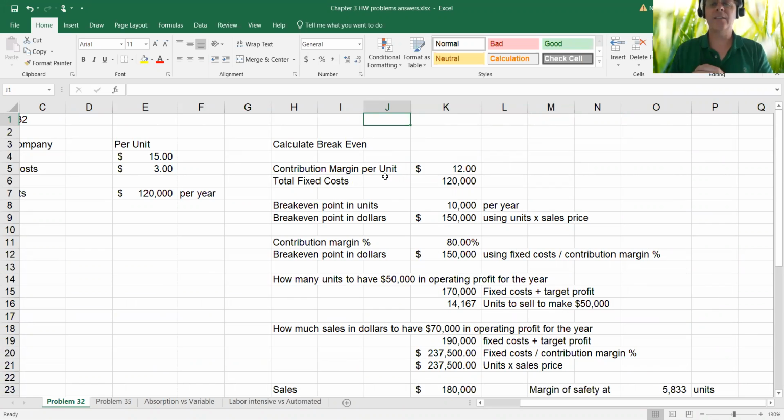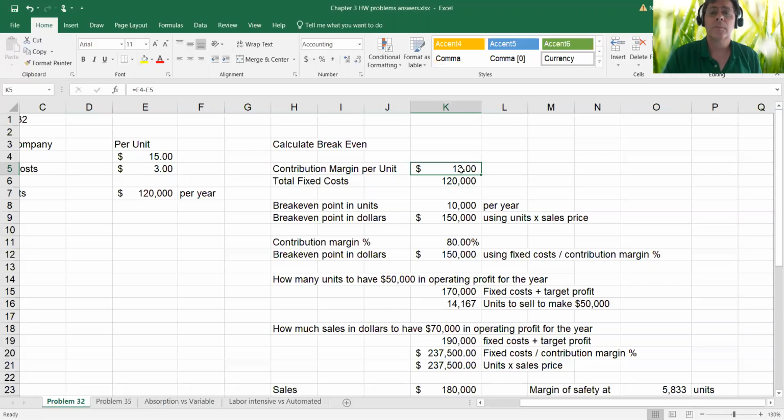So the question asked us to figure out break even per unit. First of all, we need to calculate our contribution margin per unit. Our sales price was 15. They lumped all the variable costs together. They didn't break them out in the kind of detail I did in our example on Tuesday, making our life even easier. So it's $3 for variable costs. On a per unit basis, 15 minus 3, we get $12 contribution margin per unit.